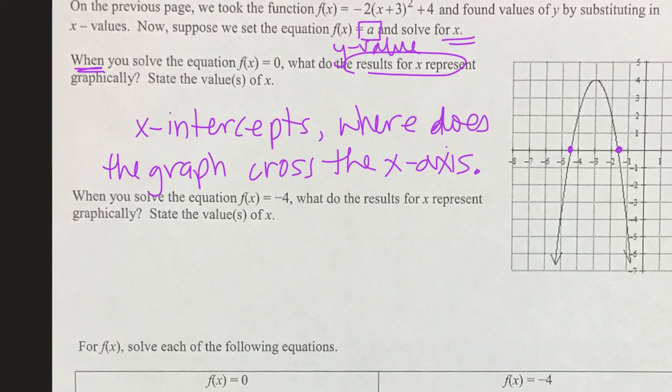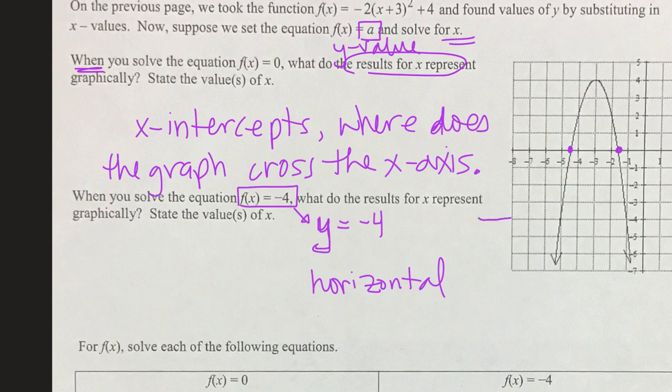Okay, when you solve the equation f of x equals -4, what do the results represent graphically? So f of x equals -4 might be more familiarly written as y equals -4. So y equals -4 is the equation of a horizontal line. Okay, so we draw in that horizontal line. Here is the line y equals -4.